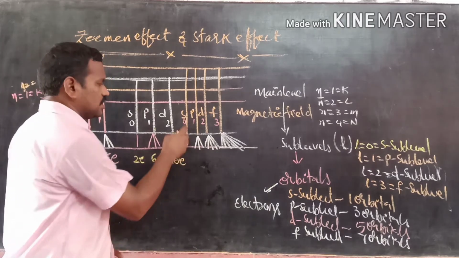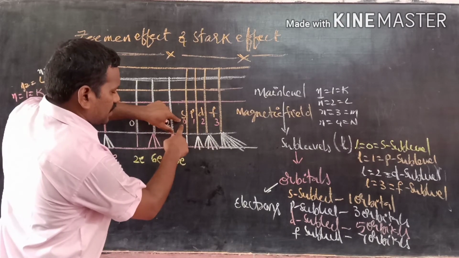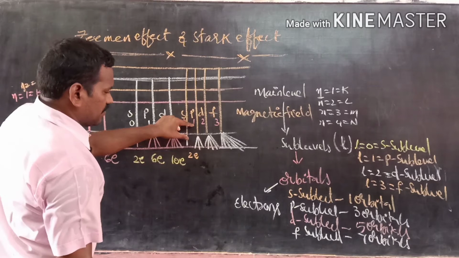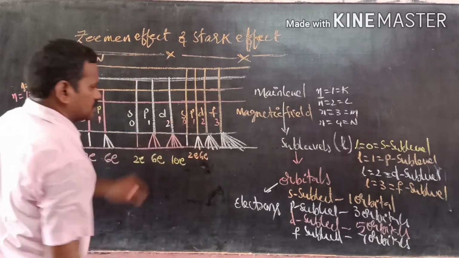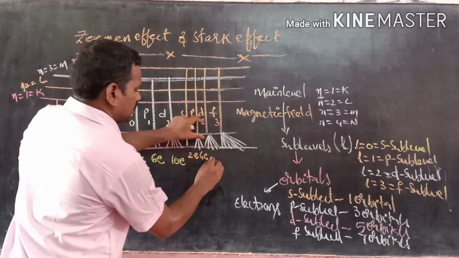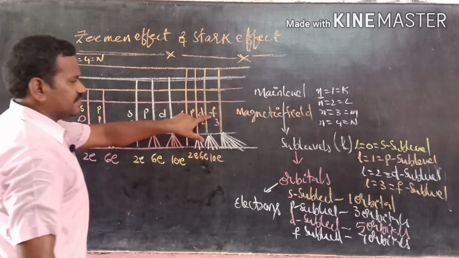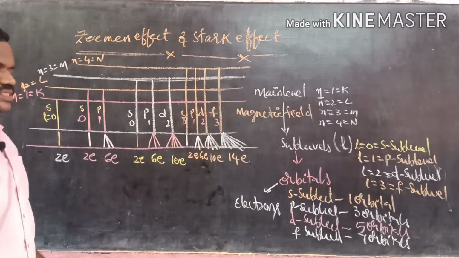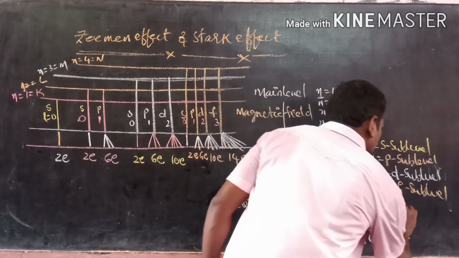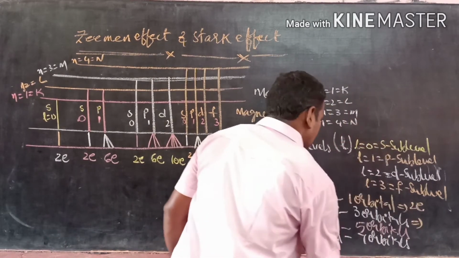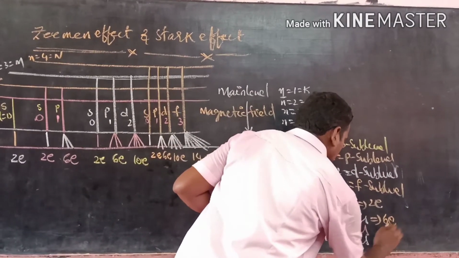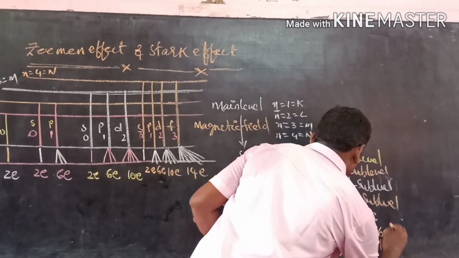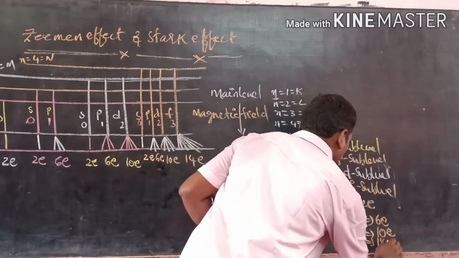Now let us come to the S. Once again, the S sublevel with 1 orbital can accommodate 2 electrons. The P sublevel with 3 orbitals can accommodate 6 electrons. The D sublevel with 5 orbitals can accommodate 10 electrons. The F sublevel with 7 orbitals can accommodate 14 electrons. If you observe here, totally S can accommodate 2 electrons, P can accommodate 6 electrons, D can accommodate 10 electrons, and F can accommodate 14 electrons.